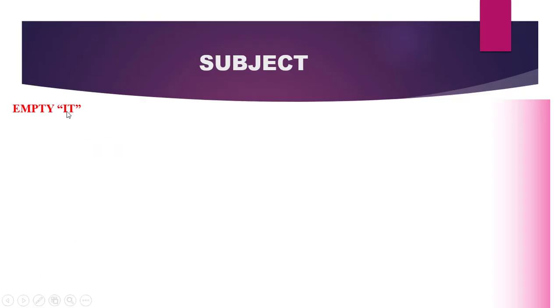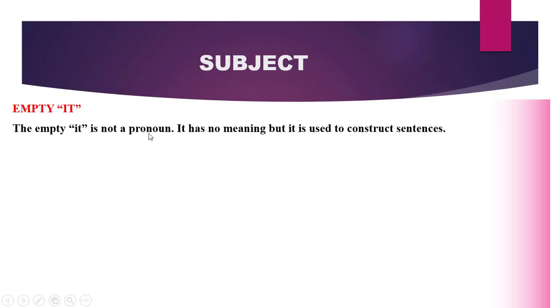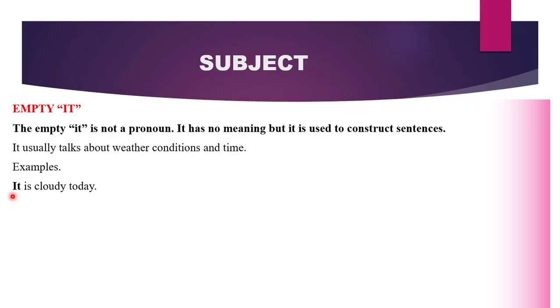What about empty it? When we say it is empty, we can also say it is a prop it. In grammar, if we say empty it, it means that this particular word over there is not a pronoun. It has no meaning. However, it is used to construct sentences. When the word it is used in this sense, it usually talks about weather conditions and time. It is cloudy today. It is serving as our subject. It has no meaning, and it is our subject.